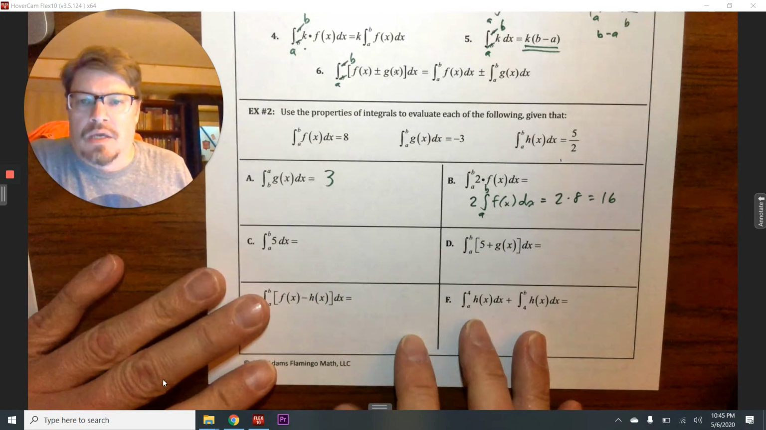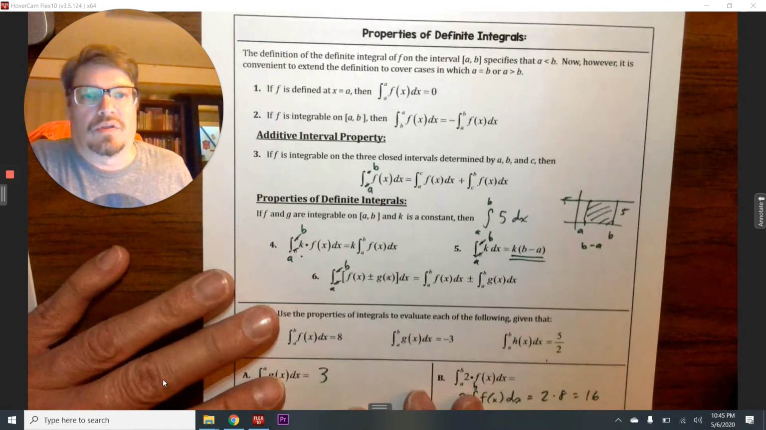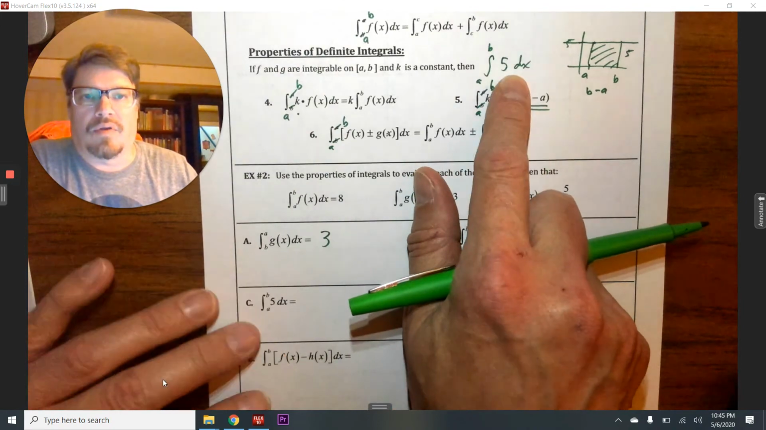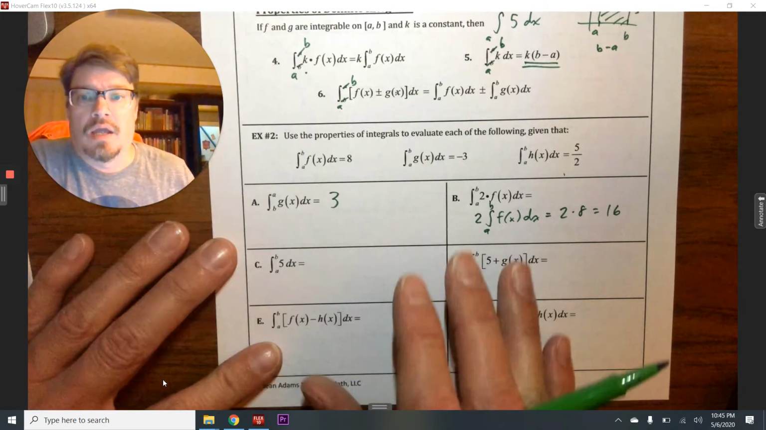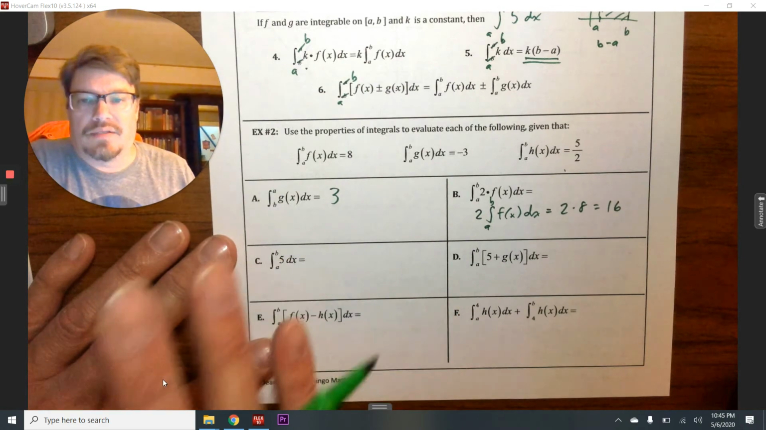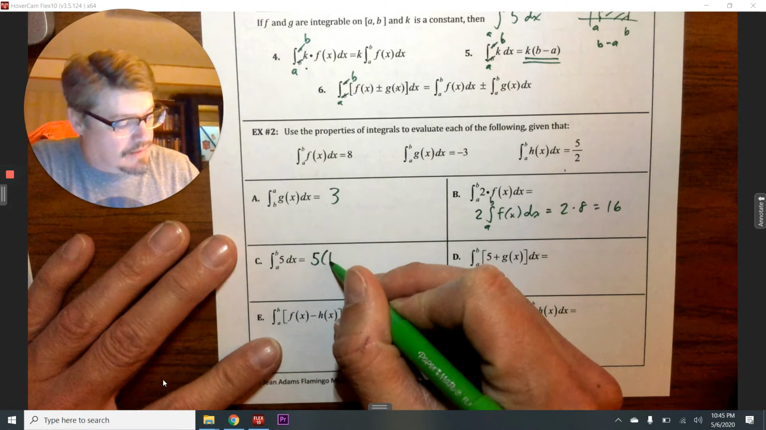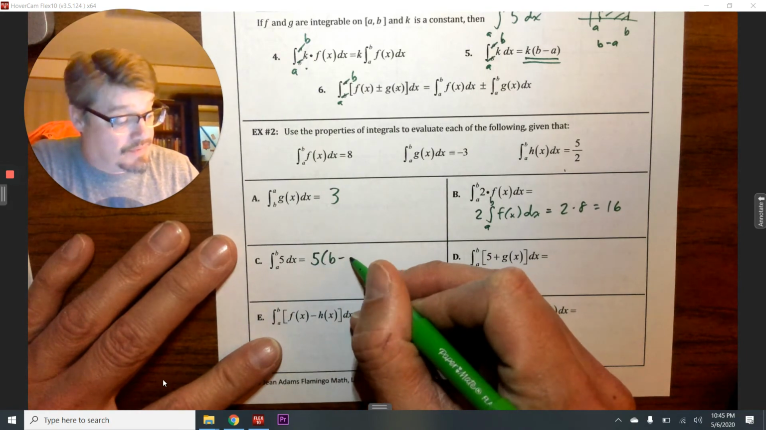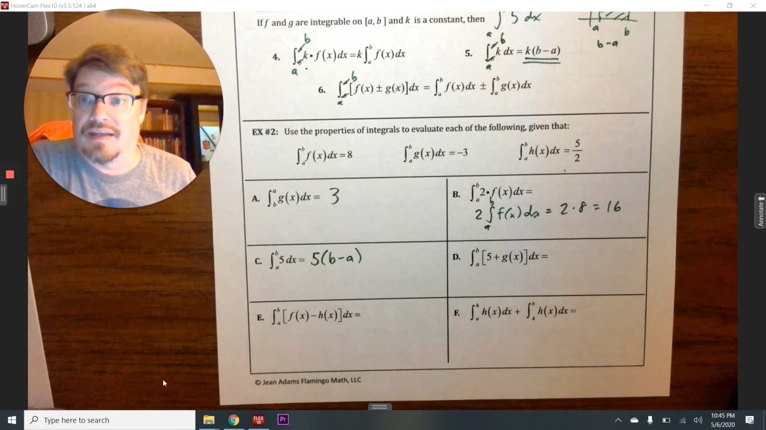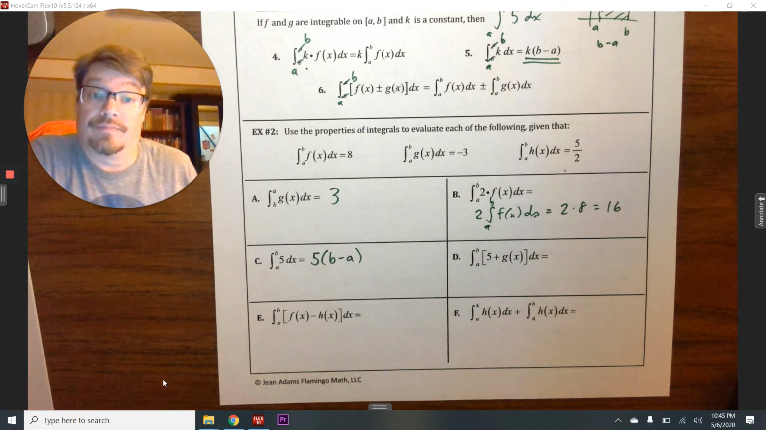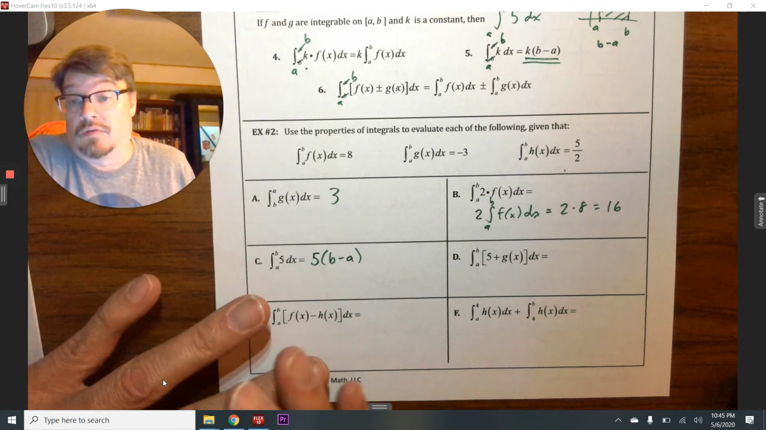Now here we're going a to b of 5 dx. What I want to do then is look at this as 5 times b minus a. I don't know what b minus a is. I don't know what b is. I don't know what a is. So I stop. That's it.